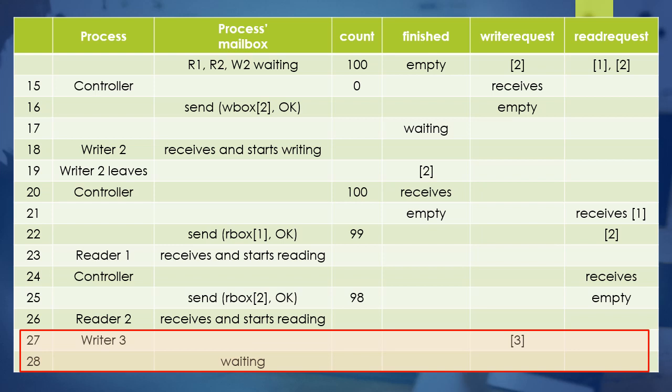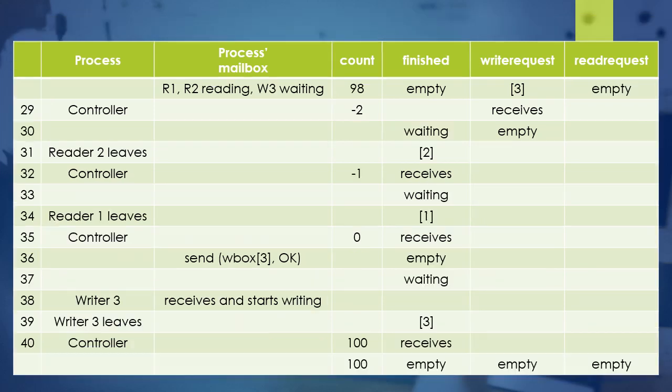Writer 3 comes into the system. It puts its ID in a message and sends the message to the write request mailbox. Then it blocks to receive a message from the controller in its mailbox wbox3.